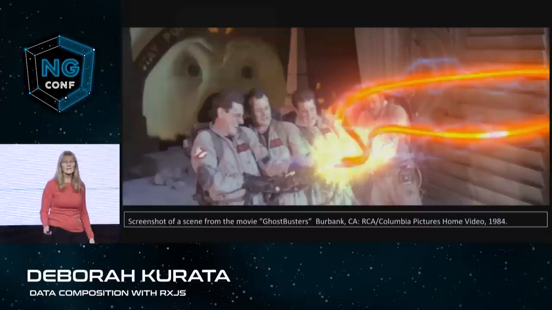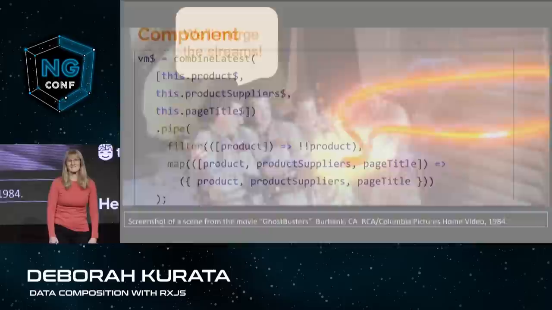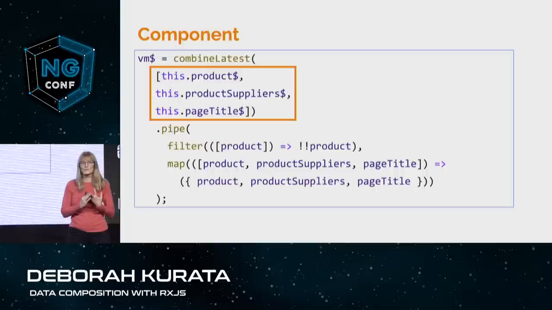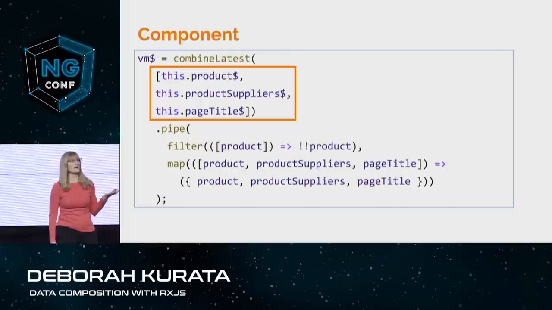Then we can merge all the streams using this code. So we're going to use combineLatest, and we're going to merge all of the streams required for our UI. So we've got the product detail, the product's suppliers, and the page title. And notice the variable I'm using there, vm$. Does that feel retro, Angular 1-ish?